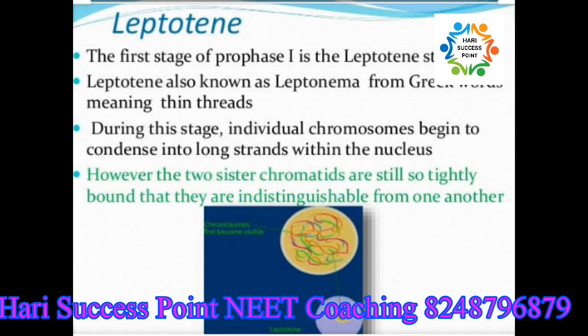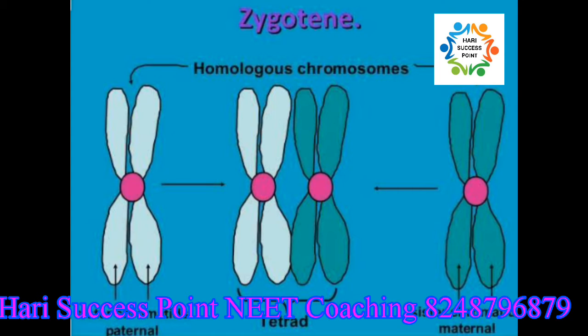Leptotene is followed by the second stage of prophase 1, and that is zygotene. Zygotene starts by the close pairing of homologous chromosomes. This is called synapsis. Such paired chromosomes are called homologous chromosomes and are bivalents or tetrads. The companion chromosomes of each homologous pair are cemented together throughout their length by a complex material called synaptonemal complex. Towards the end of the zygotene, mitotic spindle appears.